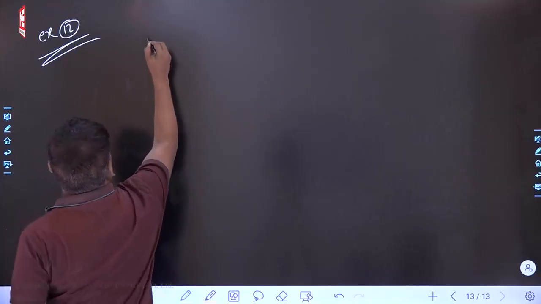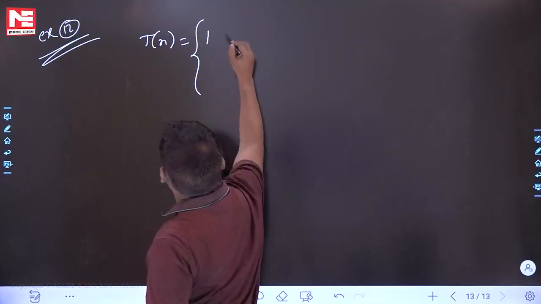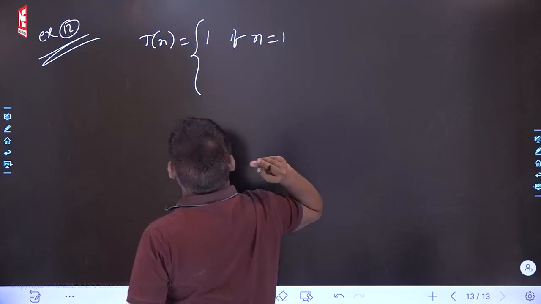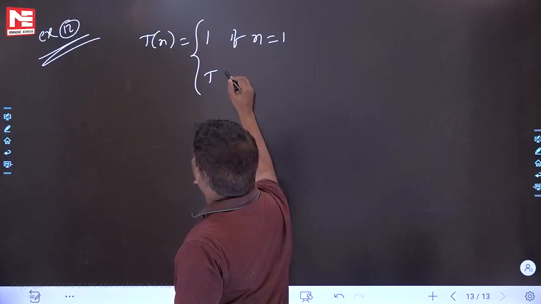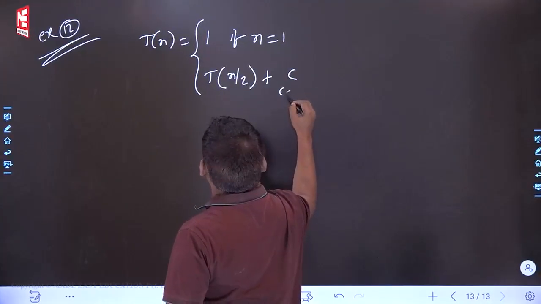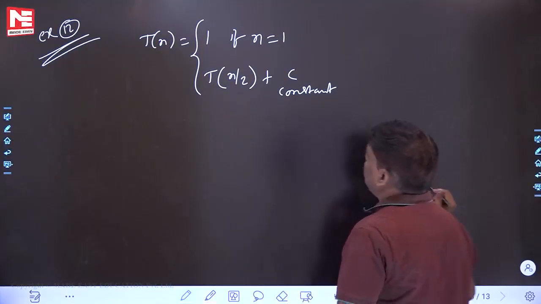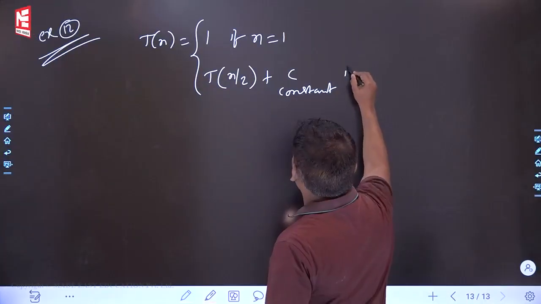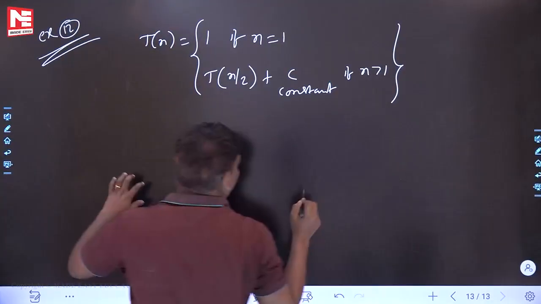See this one. T(n) is equal to 1 if n is equal to 1. That's fine. Now next one. See this one. T(n) is equal to T(n/2) plus c, where c is a constant. T(n) is equal to 1 if n is equal to 1, otherwise T(n/2) plus c, where c is a constant, if n is greater than 1. This constant story I have not covered, I am covering now.